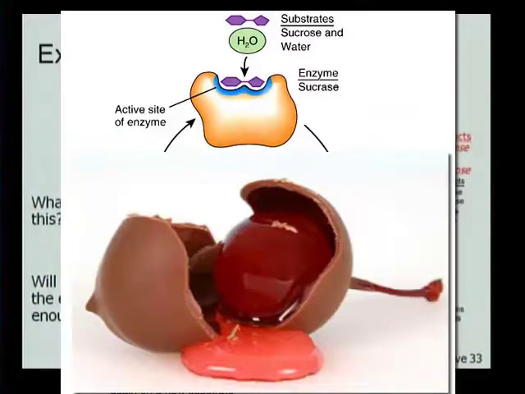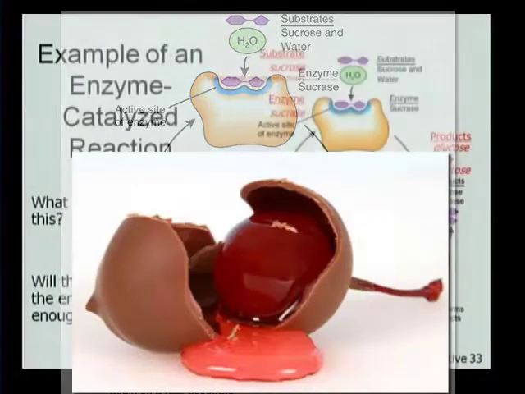And then as we store the chocolate-covered cherries over the next week or more, the sucrase acts on sucrose, breaking it into glucose and fructose. Turns out that the glucose and fructose solution, unlike the sucrose solution, is a liquid at room temperature instead of a solid. So we go from a solid center to a liquid center.